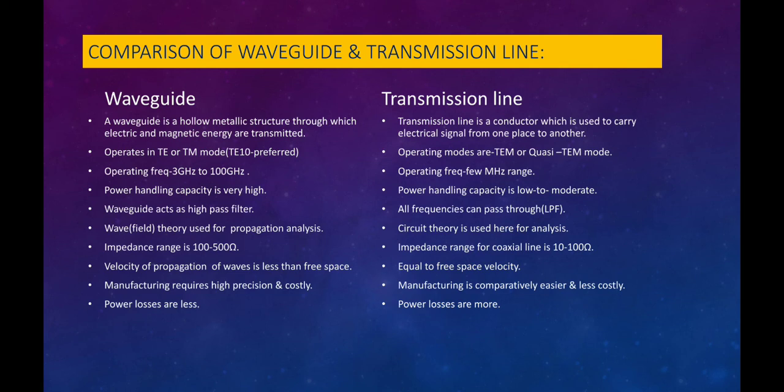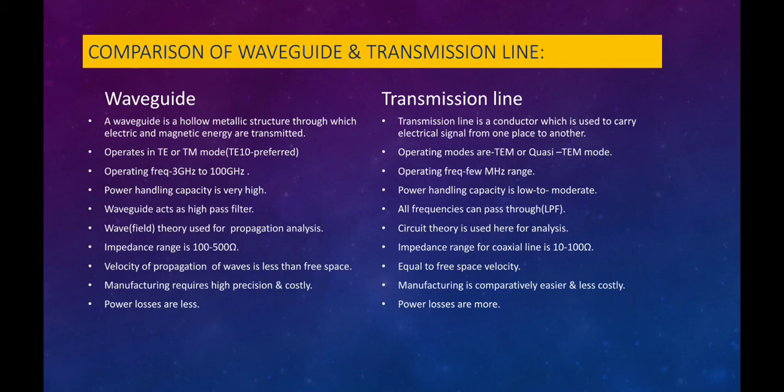Then power handling capacity is very high in waveguide, that is a merit point. Power handling in transmission line is low to moderate. Waveguides act as a high pass filter, whereas transmission lines can pass all the frequencies and mostly act as a low pass filter.